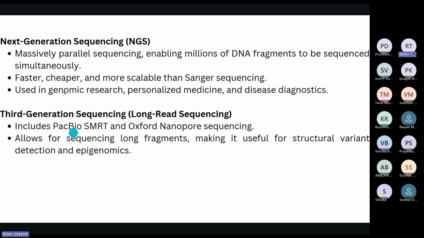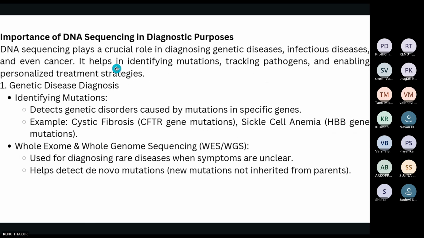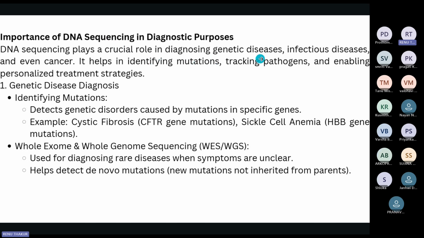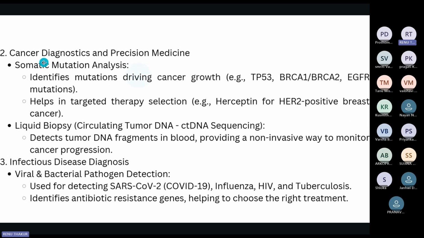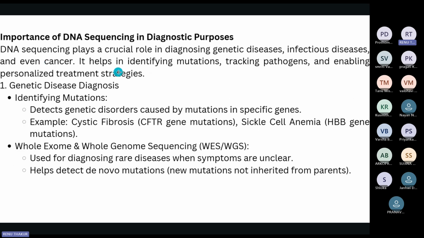And we'll be focusing on NGS sequencing, okay? So let's look at why DNA sequencing is essential for diagnostic purposes. DNA sequencing, as we talked about, plays a crucial role in diagnosing genetic diseases, detecting infectious diseases, and even cancer. It helps in identifying mutations, tracking pathogens, and enabling personalized treatment strategies, all right?